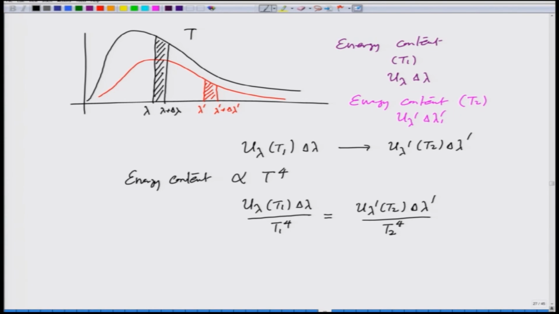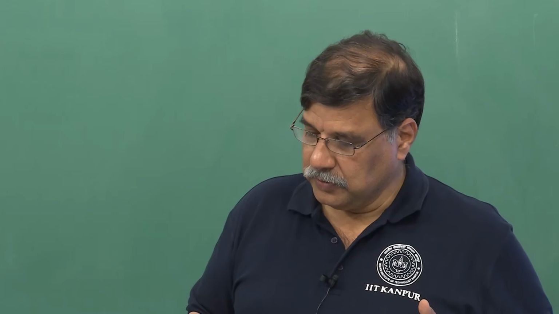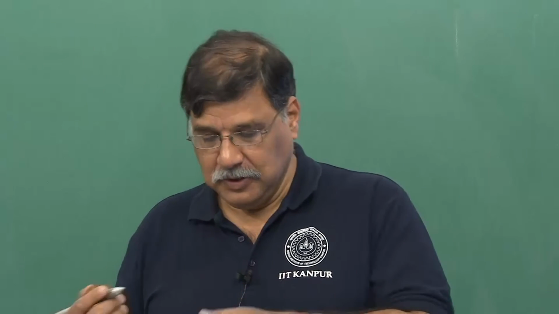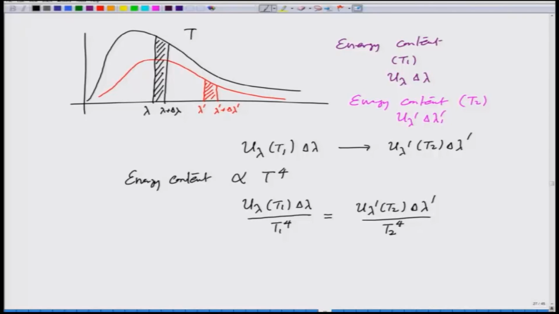That should be the ratio by Stefan-Boltzmann's law. What we are assuming is that the Stefan-Boltzmann law holds even for energy content in small intervals, all right. But you get your answer, and if it matches, you are on the right track. Okay. So, now you have therefore this relationship.